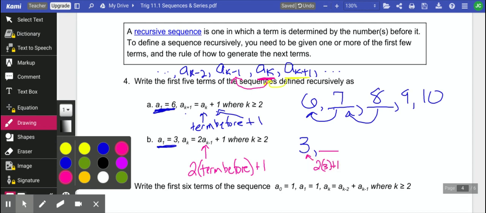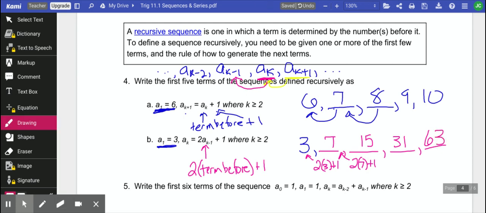So over here, to find the second term, I'm going to take 2 times the term before and add 1. And then I'm going to take 2 times the term before and add 1. And then 2 times the term before and add 1. And 2 times the term before and add 1. This is 62, 63. Okay.